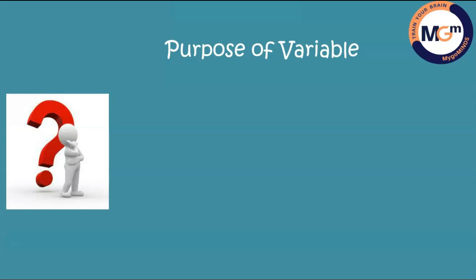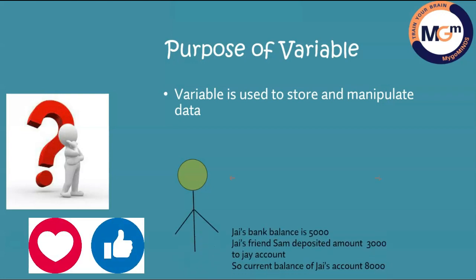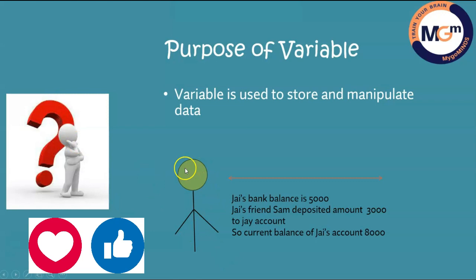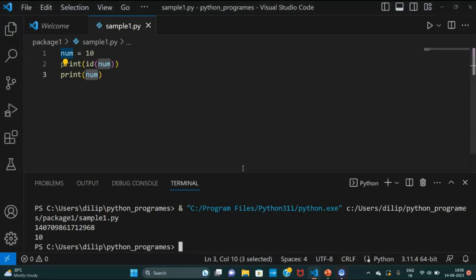Okay. So what is the purpose of variable? So basically variable is used to store and manipulate the data. So we have learned how to store the data, the value, but we will learn how to manipulate the data as well. So this person here is J. So basically J's bank balance now is 5,000. So his friend Sam deposited 3,000 into his account. So what will be the final current balance of J's? Will be 8,000. So we'll see how.